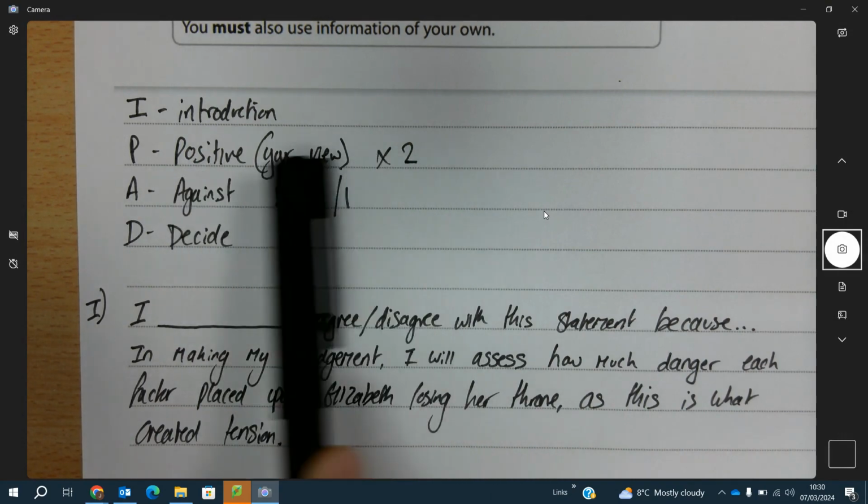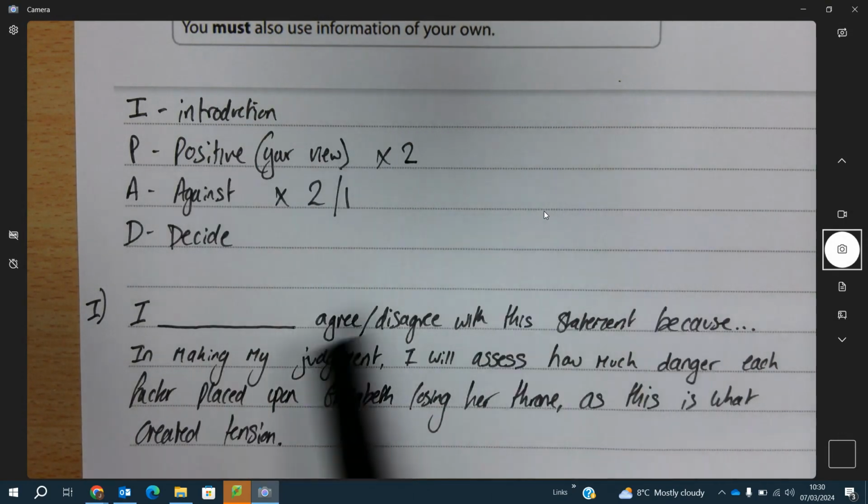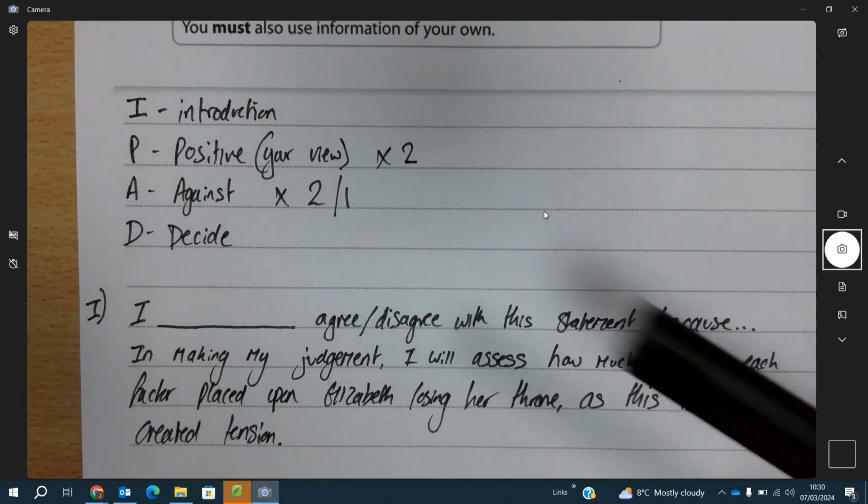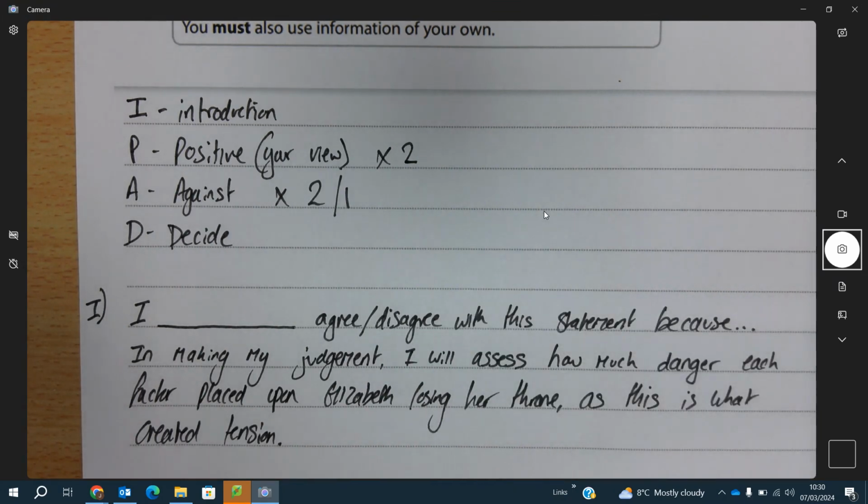If we go back up here, your 2 points. Okay, so I agree or disagree with this statement because, list your 2 points that you're going to talk about. Don't explain them, just list them. And then down here, we've got a little criteria. You're going to be thinking about how you are going to make your decision. So I've just put here, in making my judgment, I will assess how much danger each factor placed upon Elizabeth losing her throne, as this is what created tension.